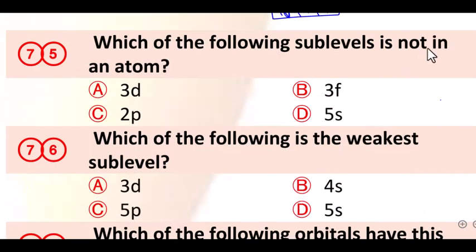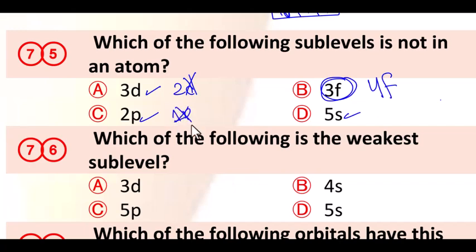Which of the following sublevels is not in the atom? 3d, okay, 2p found, 5s, but there is 3f. F starts from 4f, and d starts from 3d, so no 2d. And p starts from 2p, no 1p. So 3f is not found in the atom. S starts from 1, p starts from 2, d from 3, and f from 4.